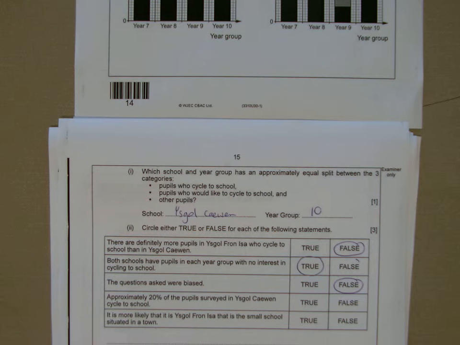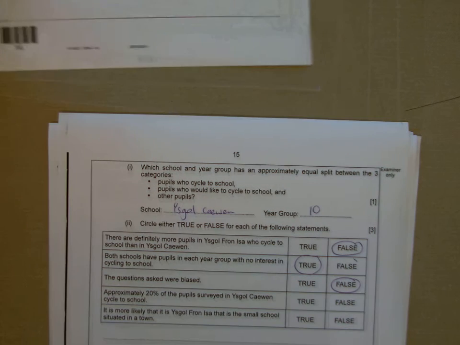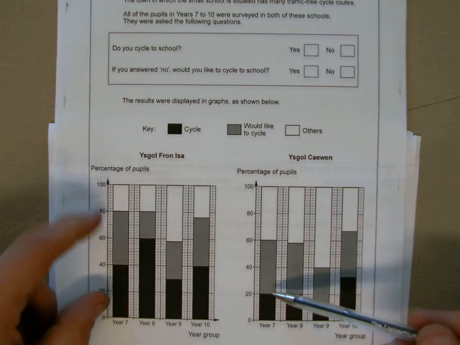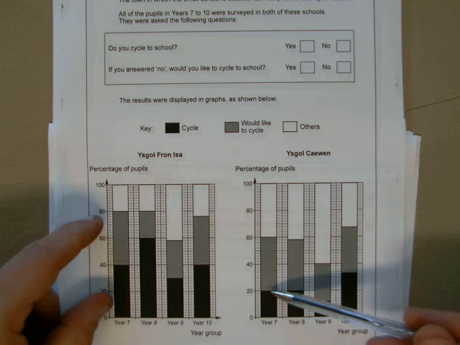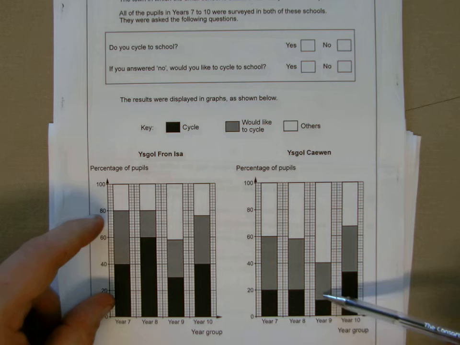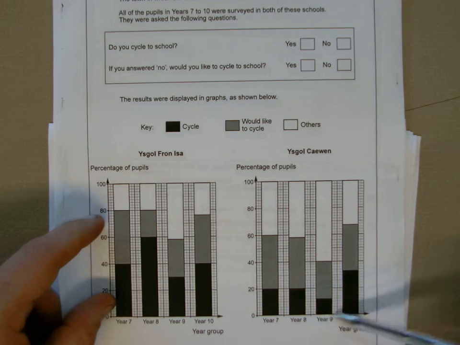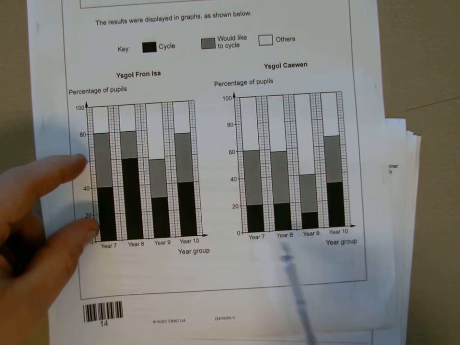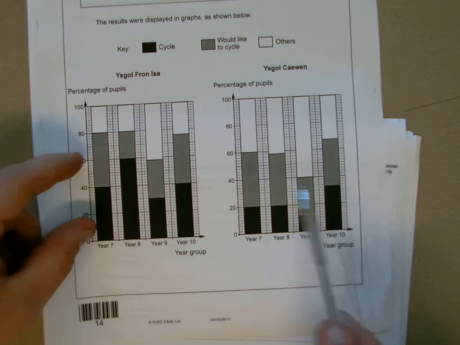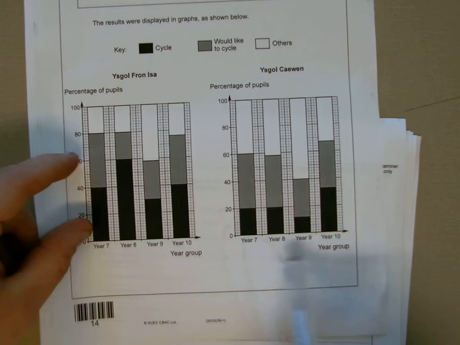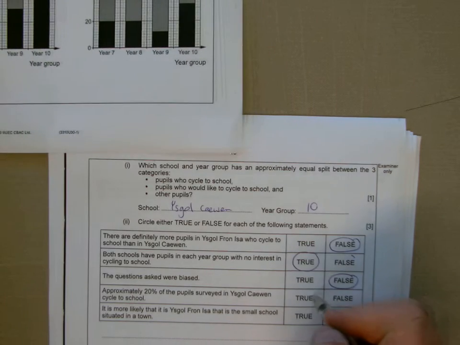Approximately 20% of the pupils surveyed in Ysgol Caerwen cycle to school. So 20% Ysgol Caerwen is Caerwen then, and 20% of them cycle is black, remember, and you look, 20% exactly there, 20% exactly there. Well, that's a little under 20%, it's not far away though, and that's a bit over. So 20% of the whole cohort, the whole year 7, 8, 9 and 10? Yeah, but if you put them all together, there's a little less in year 9, but more in year 10. So they probably balance out to be 20%. So yeah, I agree with that.